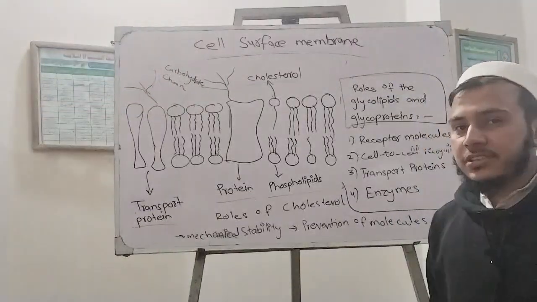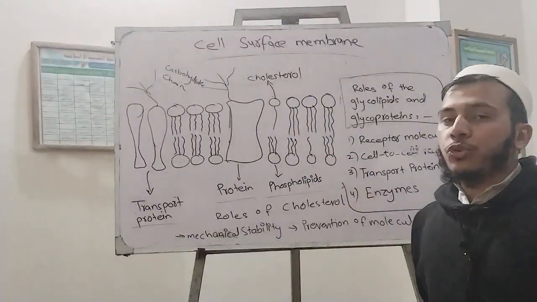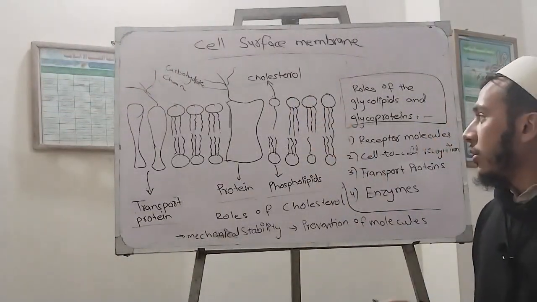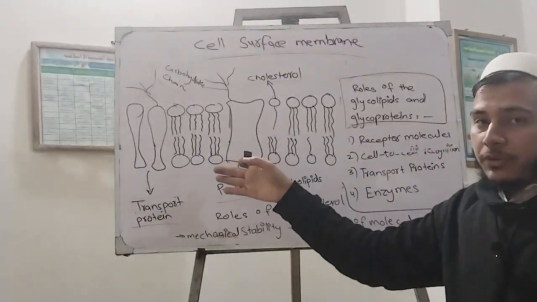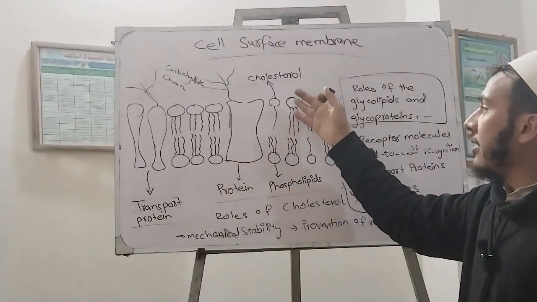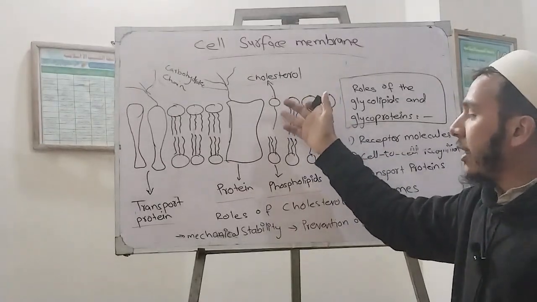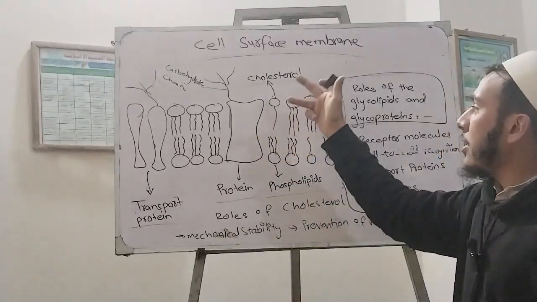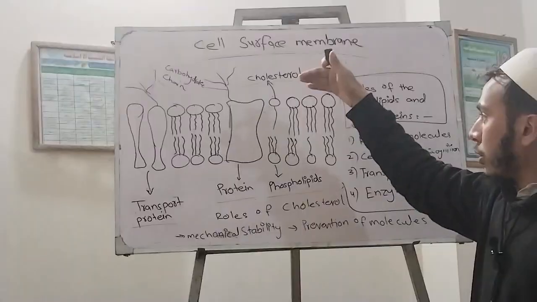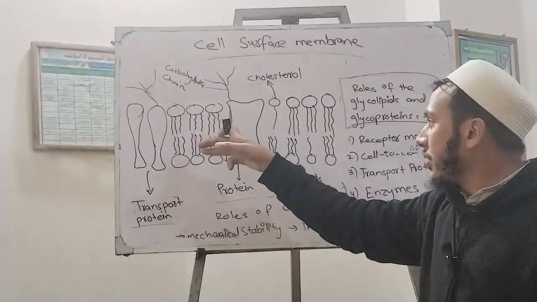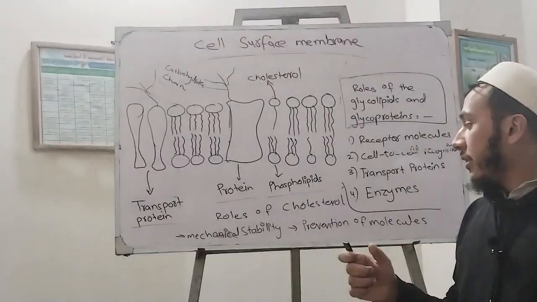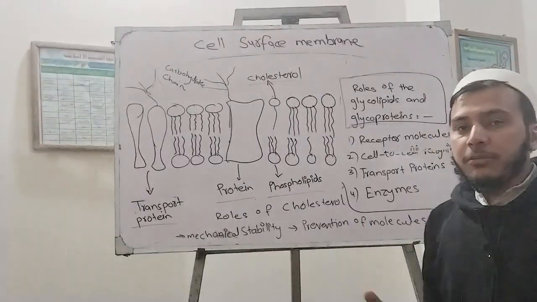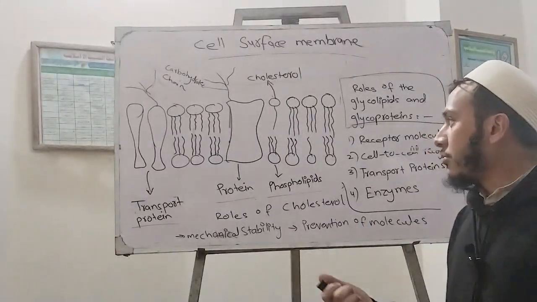Now last but not the least, the function of cholesterol in the cell surface membrane. Cholesterol is found in the cell surface membrane. Like the phospholipids, the cholesterol has a hydrophilic head and a hydrophobic tail. So the cholesterol fits into the phospholipid molecules with their heads at the cell surface membrane. Cholesterol is important in the mechanical stability of the cell surface membrane.